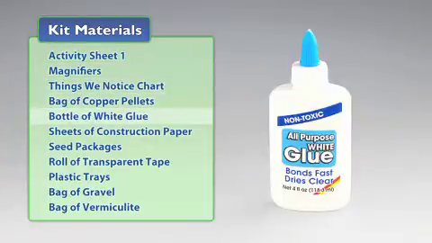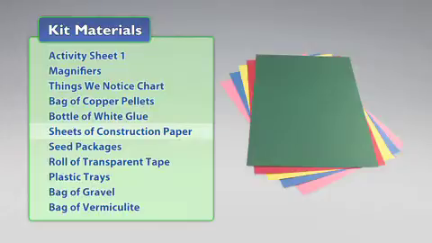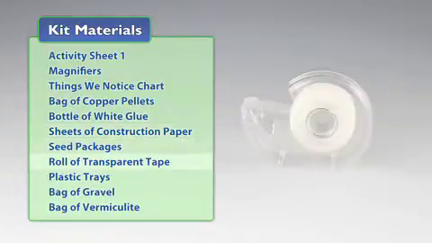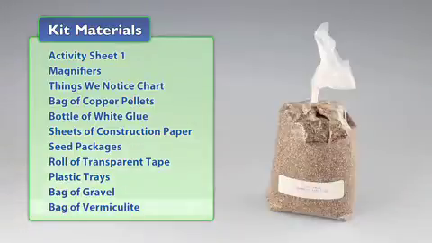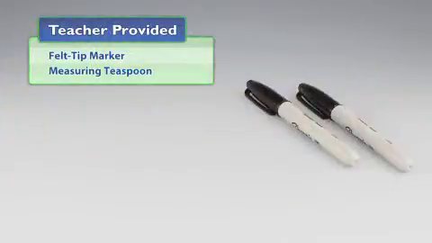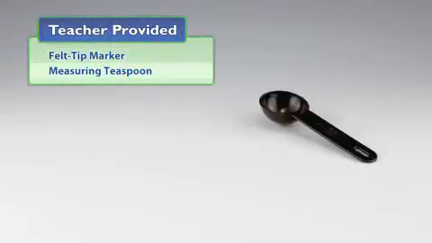From the kit, you will need Activity Sheet 1, magnifiers, Things We Notice chart, bag of copper pellets, bottle of white glue, sheets of construction paper, seed packages, roll of transparent tape, plastic trays, bag of gravel, and a bag of vermiculite. You will also need to provide a felt tip marker and a measuring teaspoon.